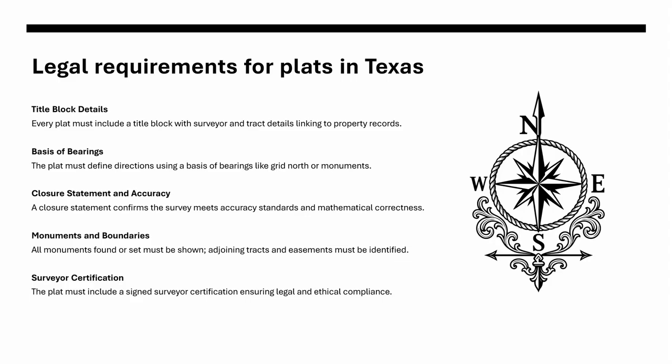Seventh, the plat must have a legend explaining all symbols used. Symbols that are not explained are meaningless. A reader should not have to guess whether a small circle is an iron rod or a water well.